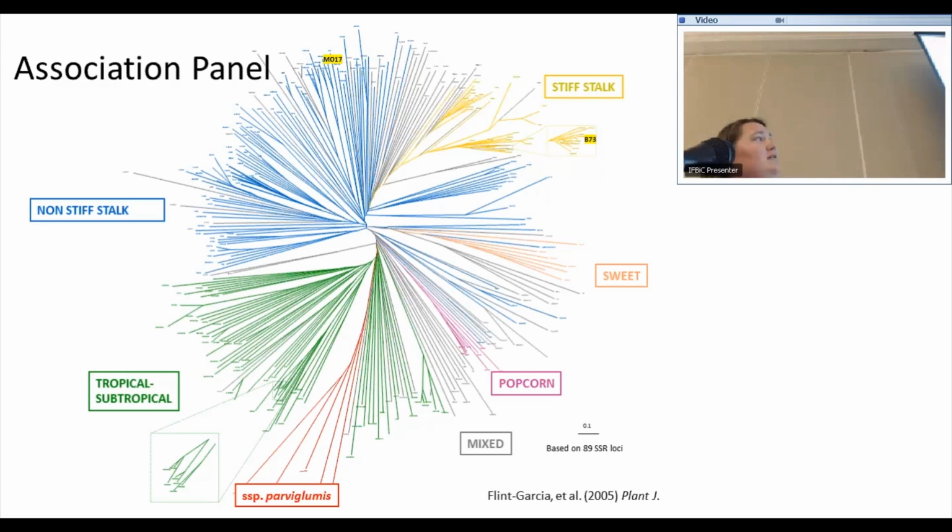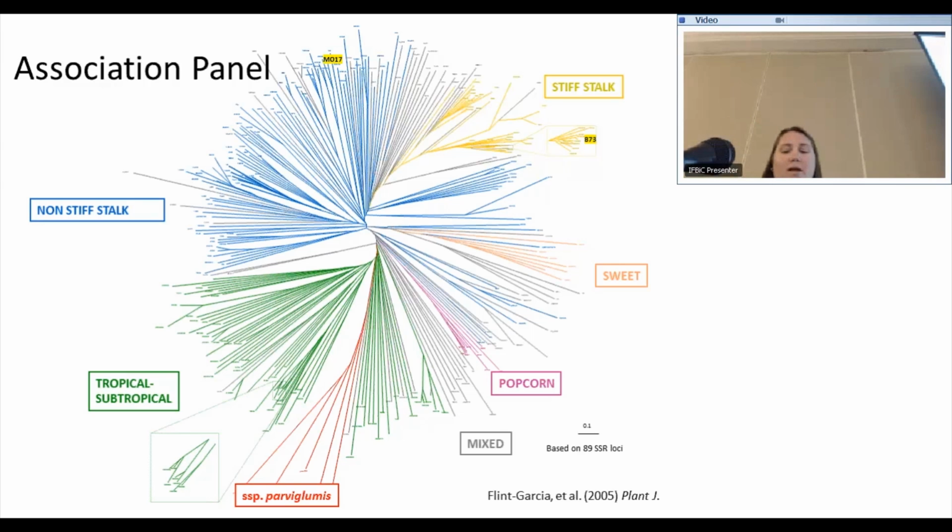And you can see that B73, the line for the Genome Project, is here. It's in a group called the stiff stocks. Mo17 is a line that's in the non-stiff stocks. They're in blue. We have sweet corn lines, popcorn lines. They are very distinct germplasm groups because of their breeding histories. And then we have all the tropical and subtropical lines in green.